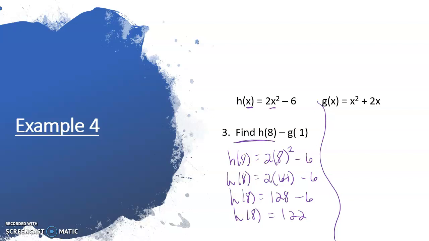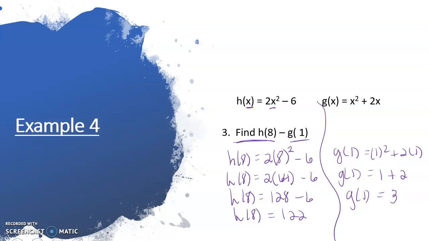The next thing I'm going to do is find g of 1. So I'm going to come up here. I'm going to say g of 1 equals, so x squared plus 2x. So 1 squared plus 2 times 1. So g of 1 equals 1 squared is 1, plus 2 times 1 is 2. So g of 1 equals 1 plus 2 is 3.